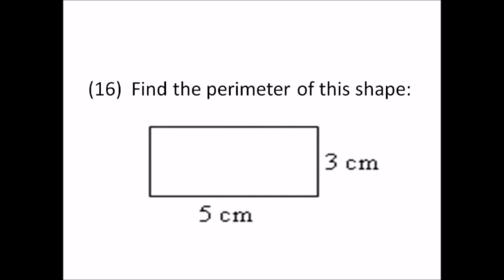Number 16, find the perimeter of the shape. Stop. What does perimeter mean? Tell me the answer. What does perimeter mean? Yes, perimeter means you have to find a distance all around the shape. So you have to add up all of the sides. So go ahead and find the perimeter of the shape.